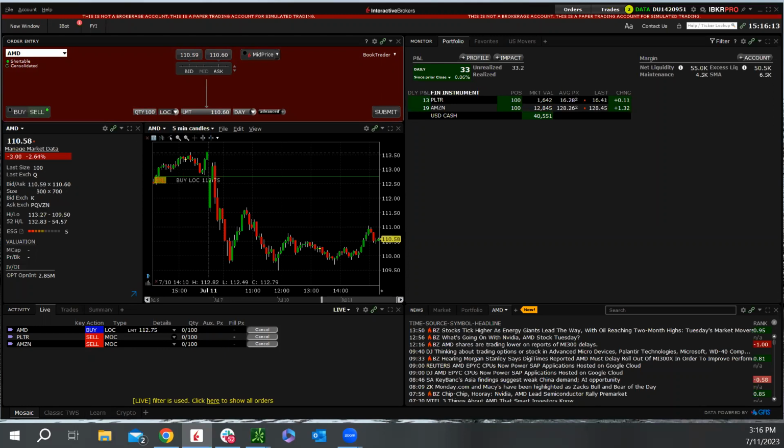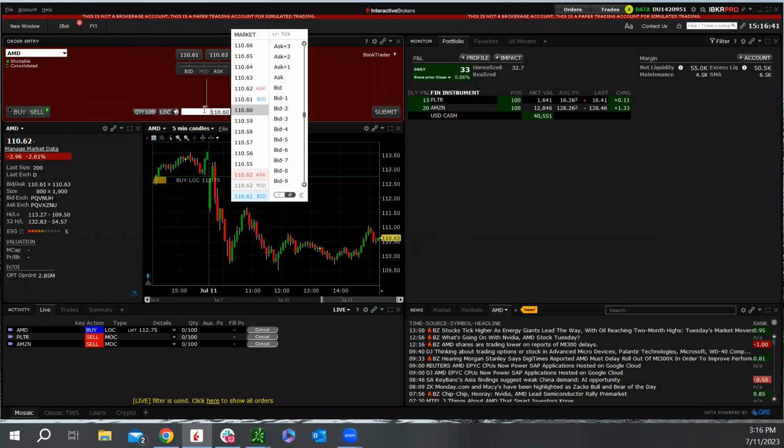And the price that I want to sell at is going to be, let's say, at or above 109.50. Let's just say that. So if price is down below here at the time of close, I won't get filled. It has to be at or above 109.50. So I'm going to put in that price, 109.50.